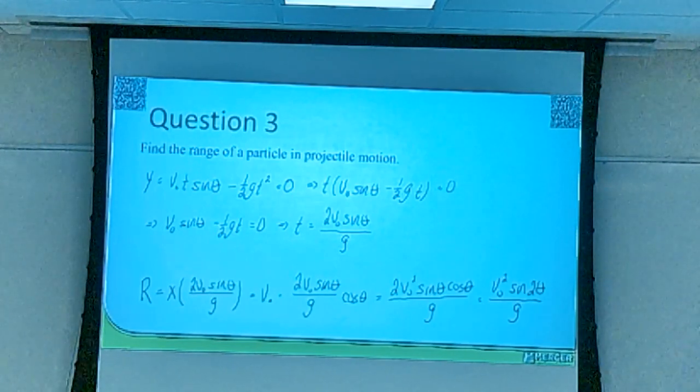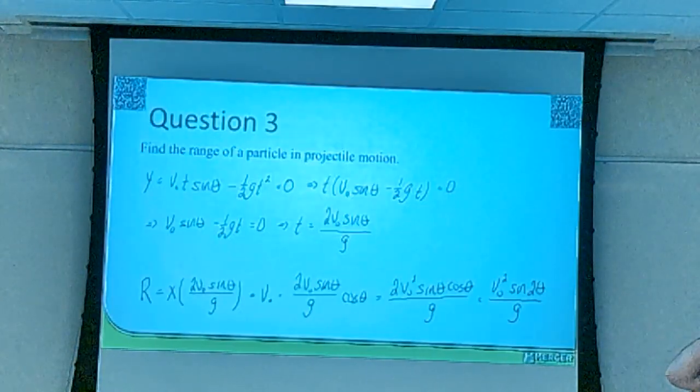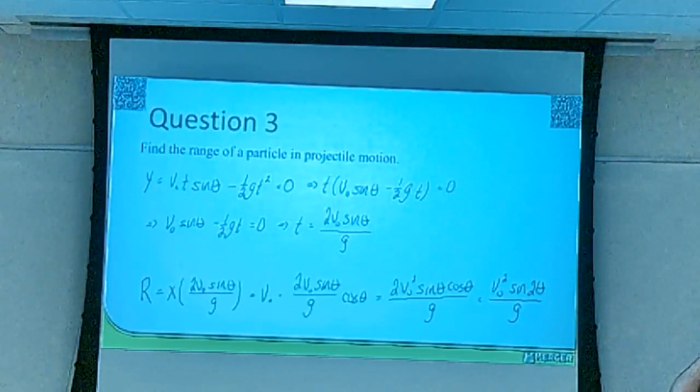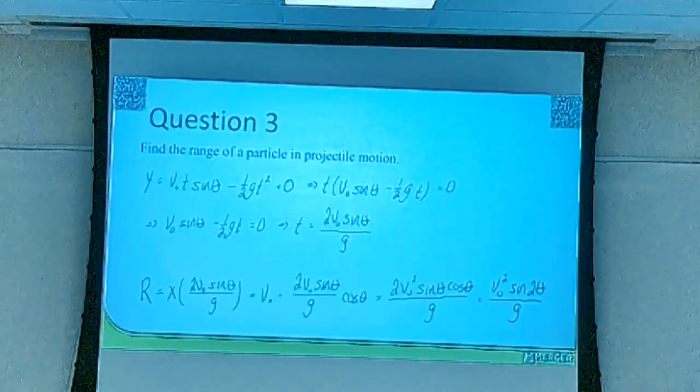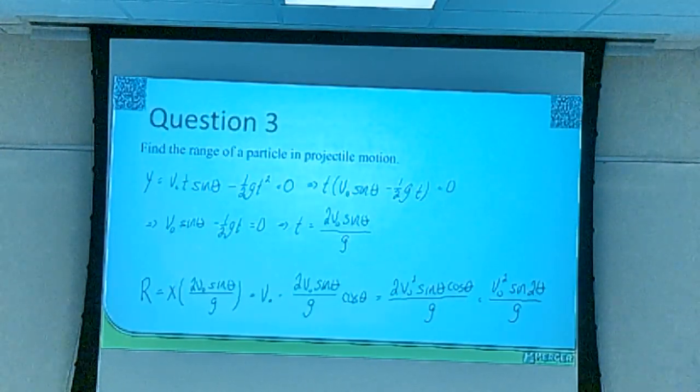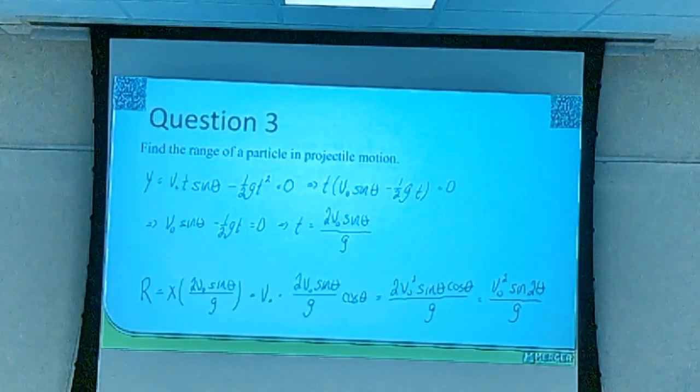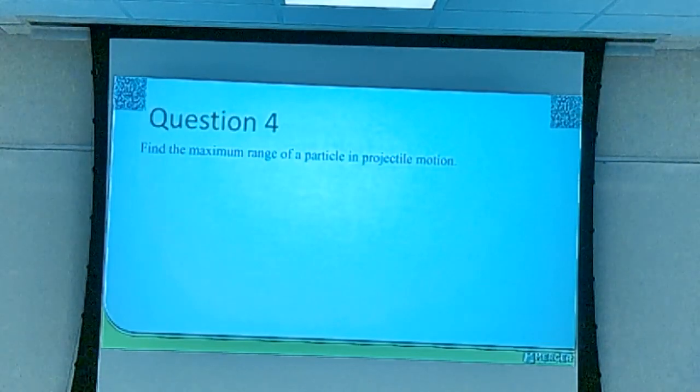So that means that your range is a function of two things. It's a function of your initial speed, the speed at which it's launched, and the angle at which it's launched. Those are the two factors that will affect how far the projectile goes. Find maximum range.